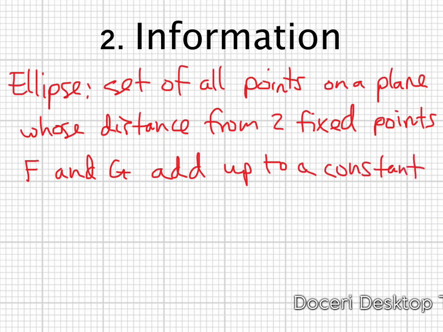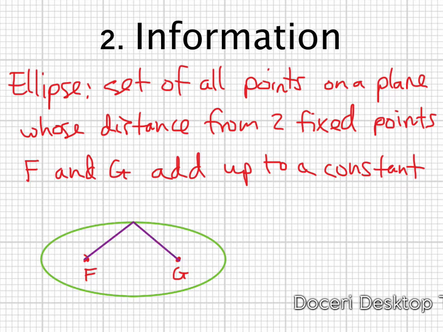And what this simply means is exactly what I talked about earlier. If I have my two foci, this is F, this is G, and I choose a point on my ellipse, let's say this is point P, okay, FP plus GP will equal the same number no matter where P is on my ellipse. That's what this definition is saying.